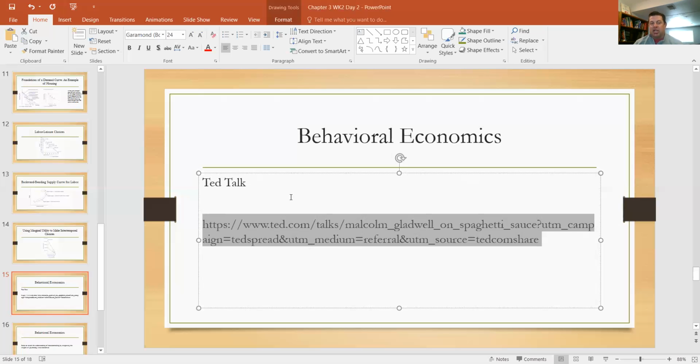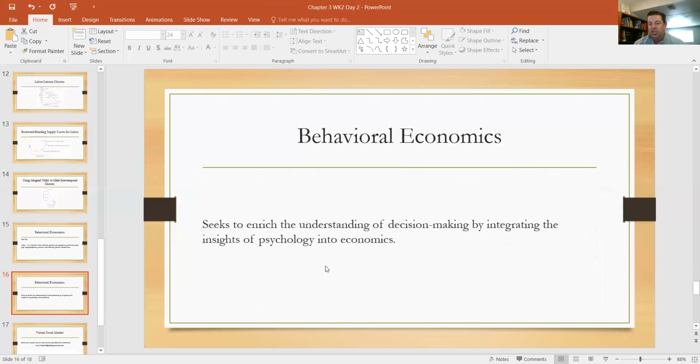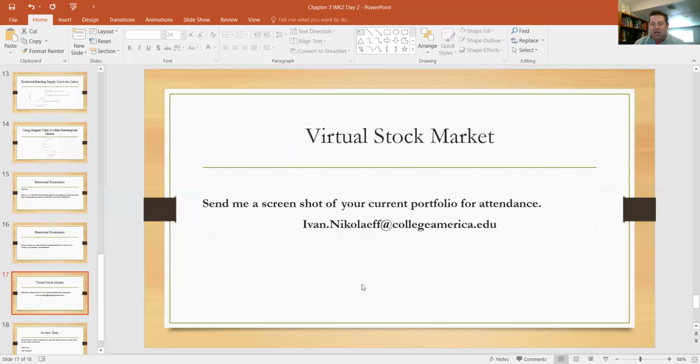Okay, so that was a talk about the variables of choice, and you can correlate that with marginal utility. Do you get more utility out of Prego, or do you get more utility out of Ragu? And why is it good to have those types of choices? Behavioral economics seeks to enrich the understanding of decision making by integrating the insights of psychology into economics. That's what that video was about.